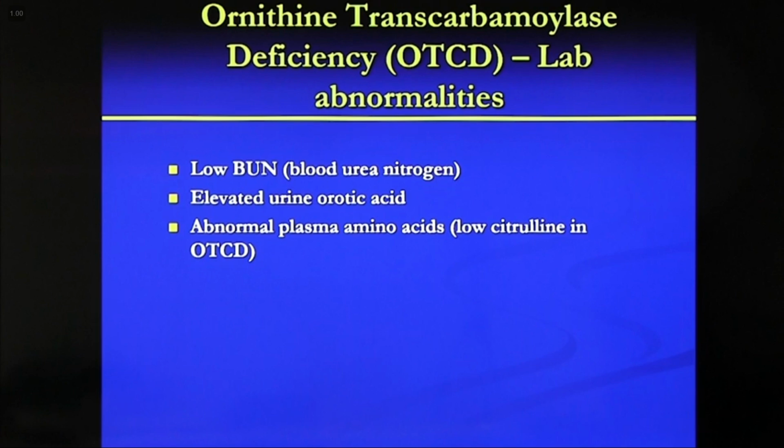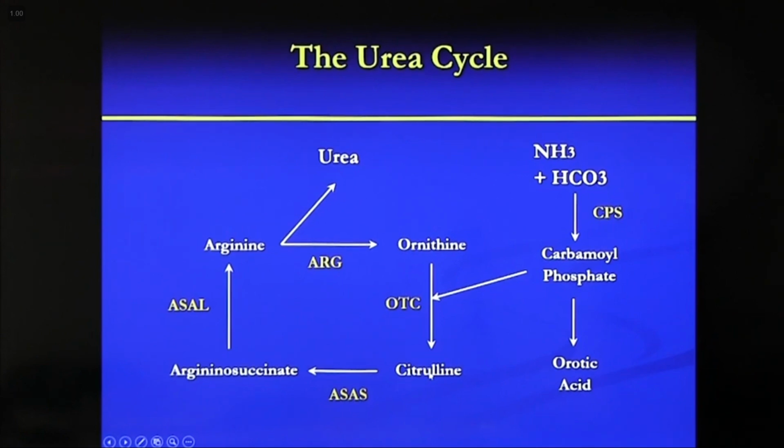And then there are abnormal plasma amino acids. And in particular, there's low citrulline in OTC. If I block here, there's low citrulline, right? I get a backup of carbamyl phosphate, and then I have generation of orotic acid. So that's the characteristic. And you can see that if you do these plasma amino acids, because these things are all amino acids, you can differentiate OTC from ASAL or arginase deficiency by just looking at this pattern of amino acids. So that's why we get plasma amino acids in this condition.